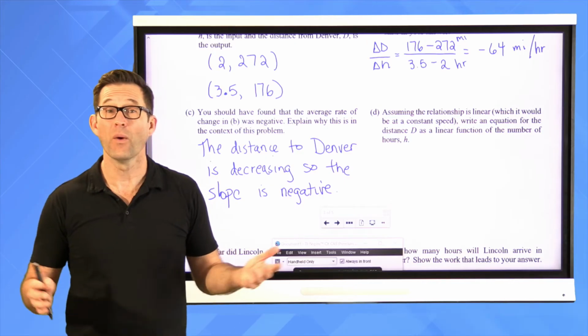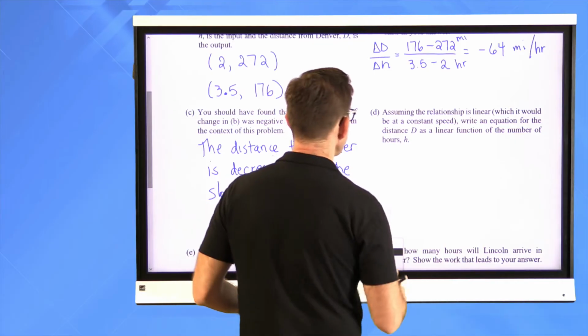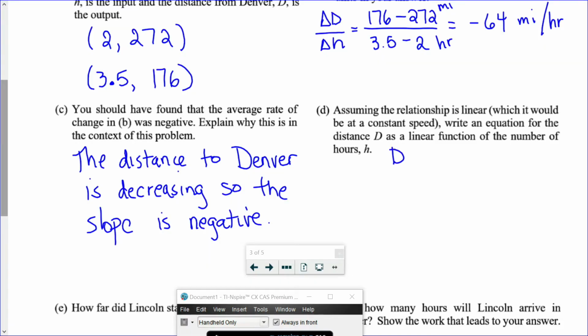All right, well, whenever you have a puzzle and you know a piece of the puzzle, fill it in. So I know so far d is equal to negative 64 times the number of hours plus the y-intercept. What I don't know is the y-intercept, but I can take either one of these 2 points, and I'm just going to take the first one. I can simply substitute it into this equation, which will allow me to solve for b.